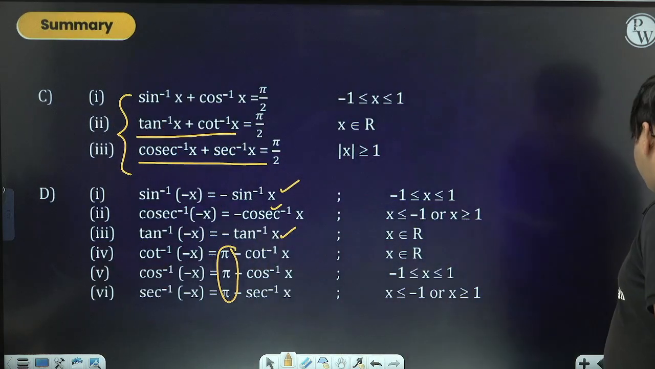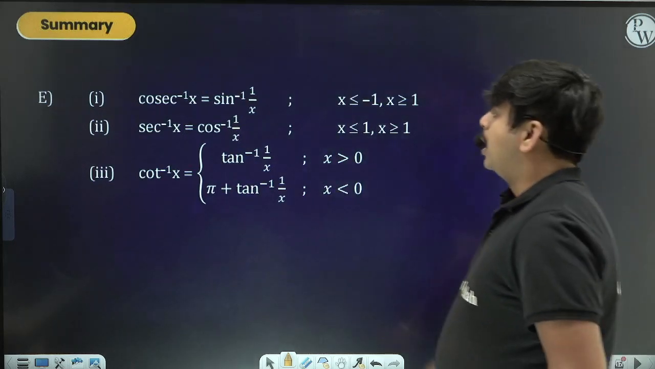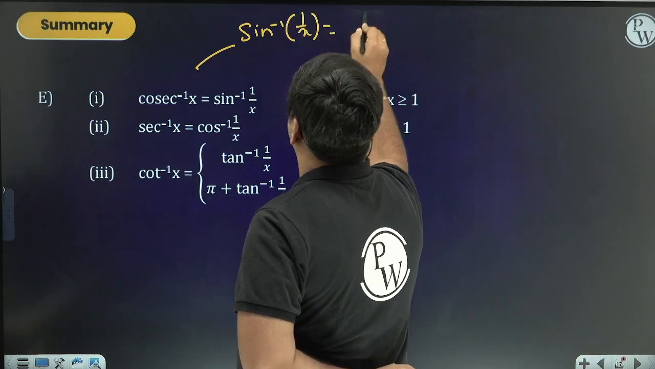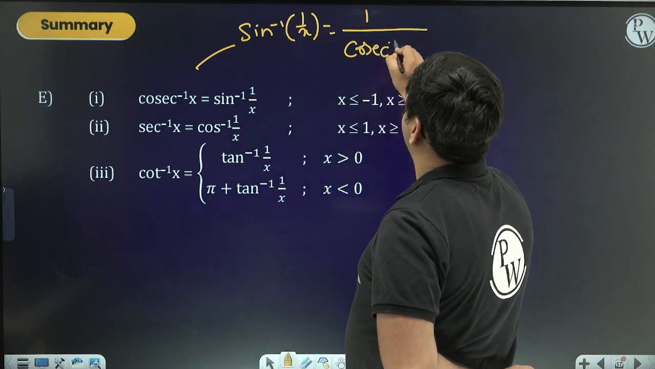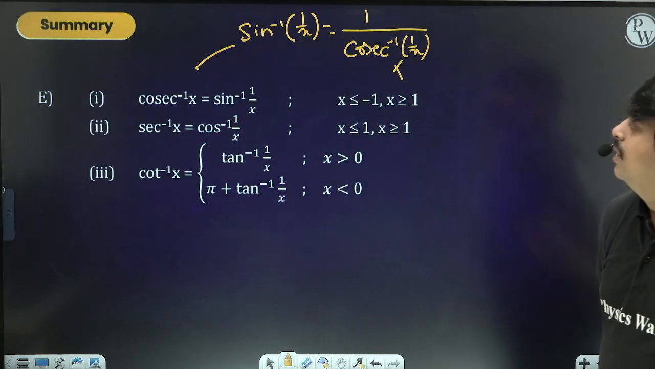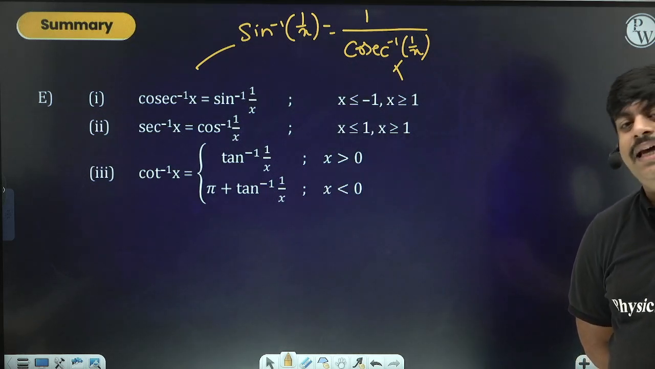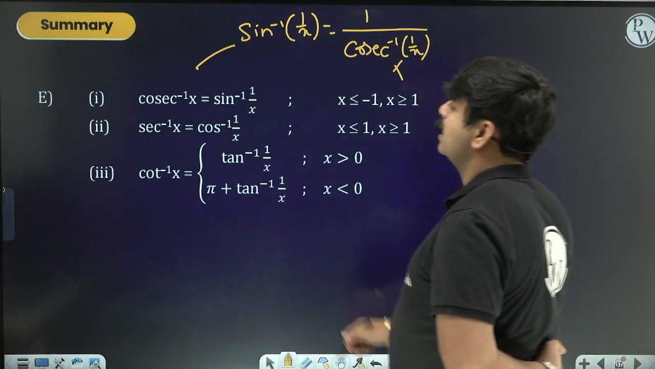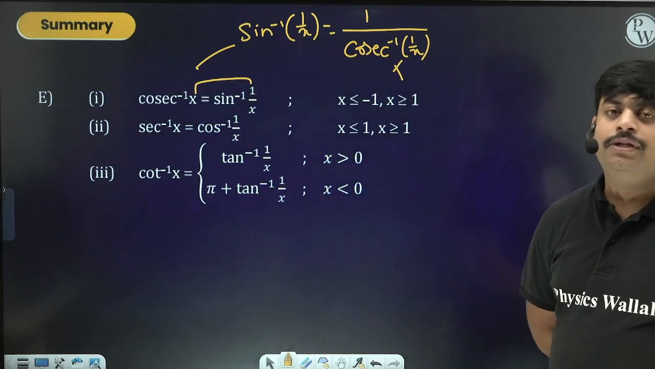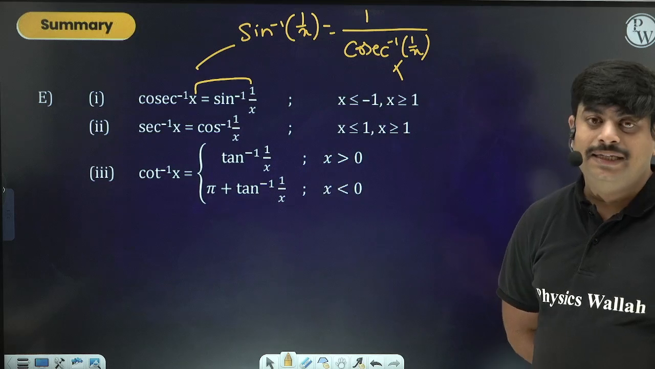Next, in the same way, cosecant inverse x is equal to sine inverse 1 by x. I saw many of you writing like this: sine inverse of 1 by x will be equal to 1 by cosecant inverse of x. No, that's wrong, that's completely wrong, people. You cannot convert sine inverse as 1 by cosecant inverse. It is not sine and cosecant, they are inverse functions. So the only thing you need to change is x and 1 by x. The inside value should change. The outside functions will remain as they are. Sine inverse x and cosecant inverse x.